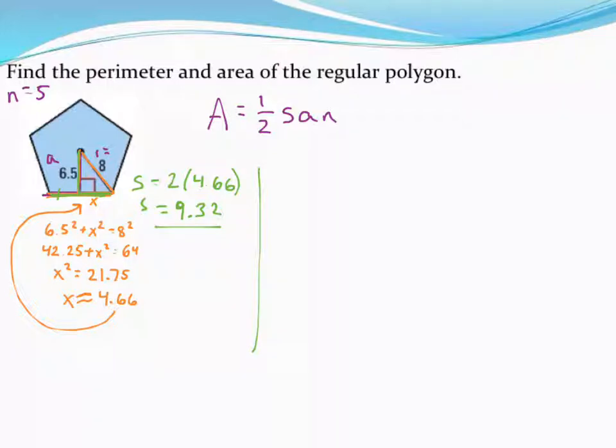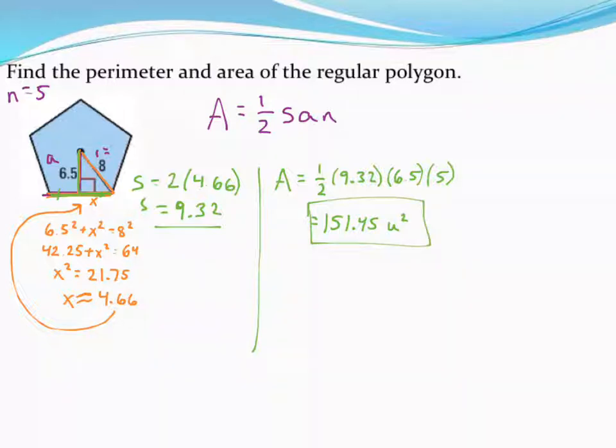So now going back and finding the area, I've got 1/2 times the side length. That's what we just found. So the side length is 9.32 times the apothem that was given to us as 6.5. And then times the number of sides, which is 5 in this case. So once again, reaching for my calculator and doing some number crunching, I get an area of 151.45. And since I was not given a label this time, I'm going to say units squared as my answer.